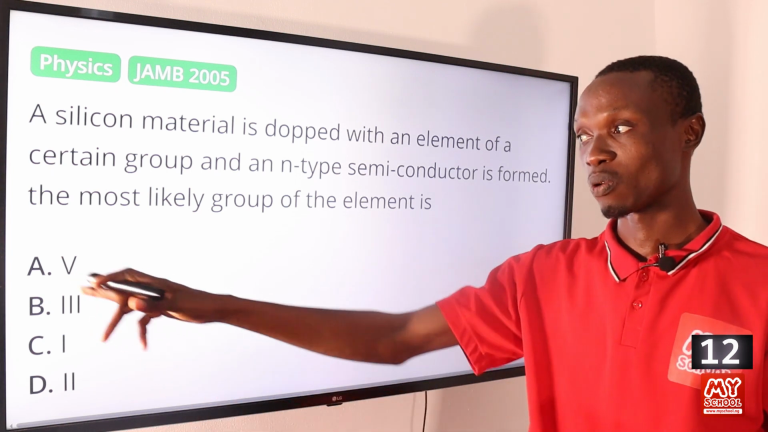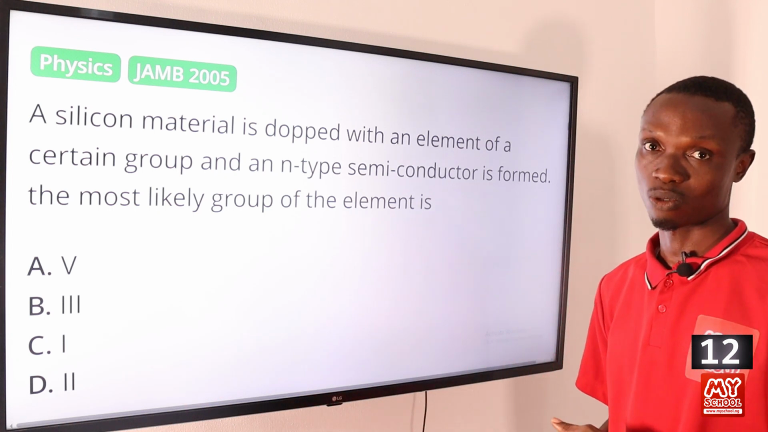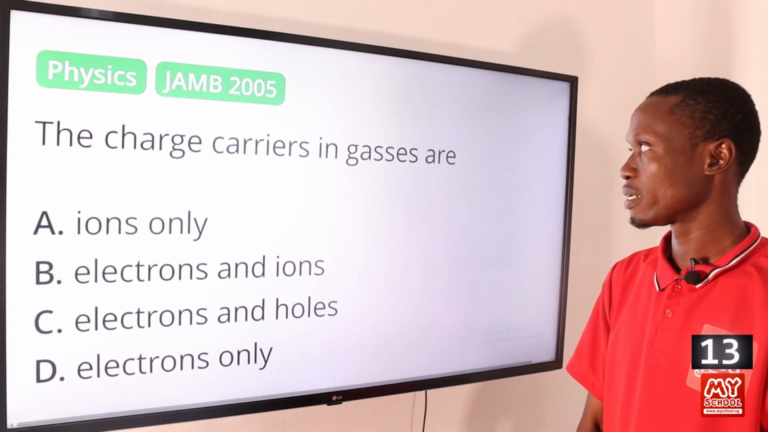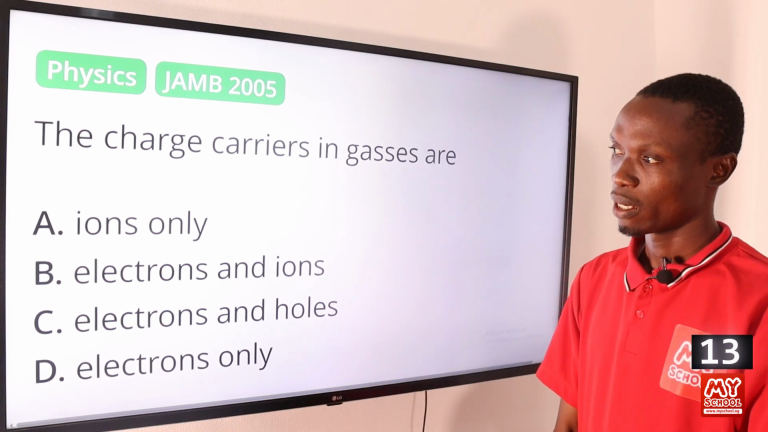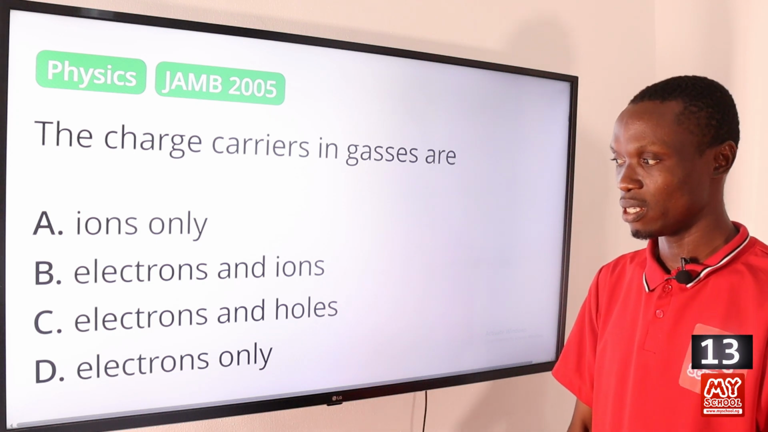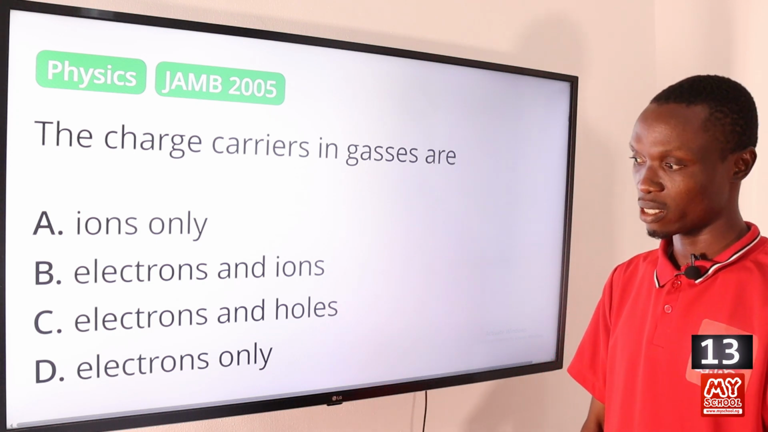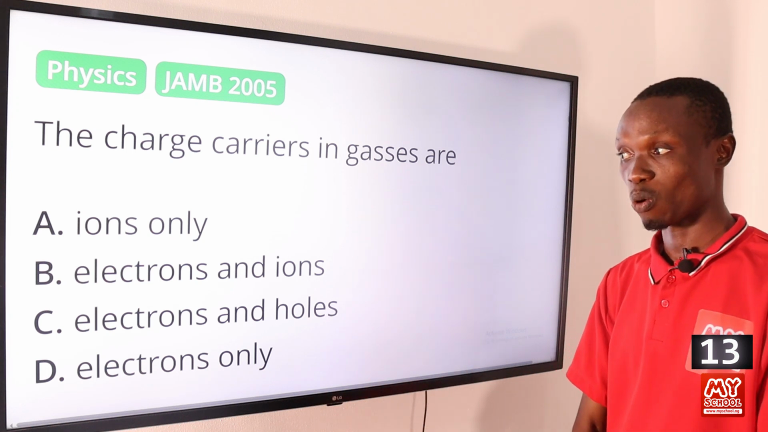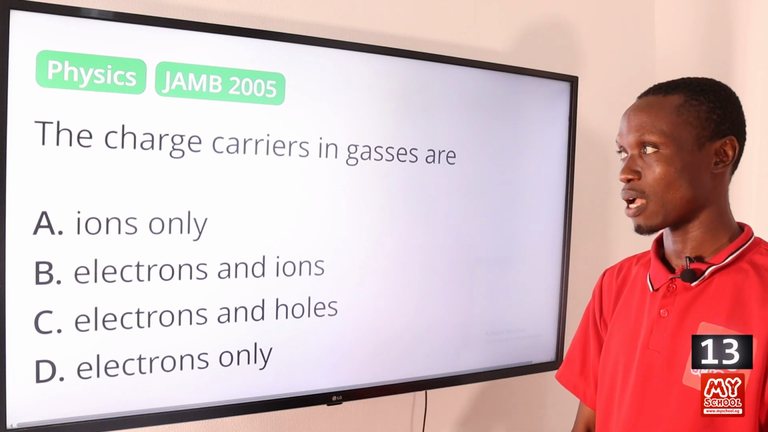Okay, so that makes option A the correct answer to this question. Question 13. The charge carriers in gases are A, ions only, B, electrons and ions, C, electrons and holes, and D, electrons only. So the answer to this question is option B, electrons and ions.